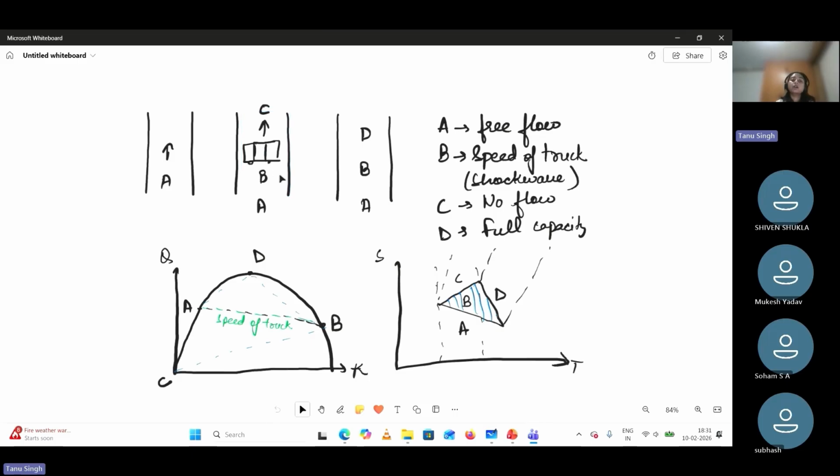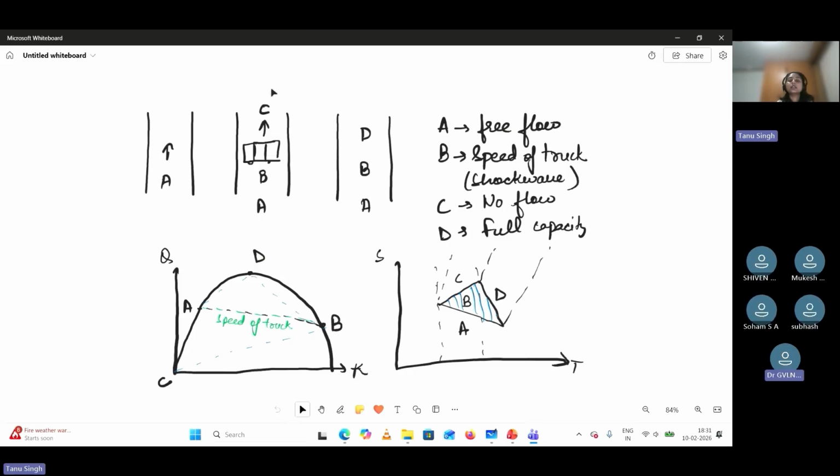And then since there is no overtaking possibility, there will be some road section that will be empty. This empty road condition is represented by the condition C.